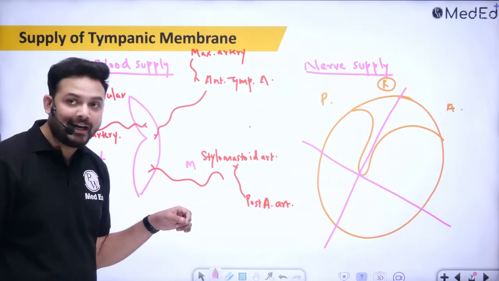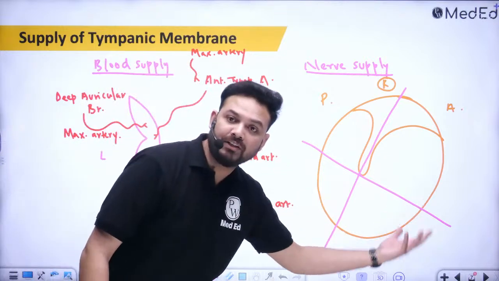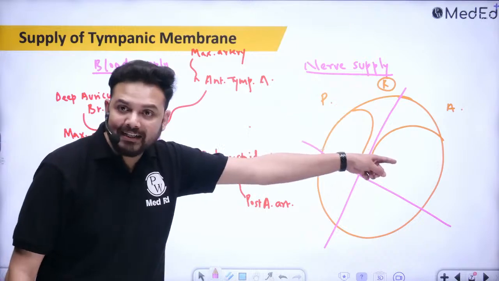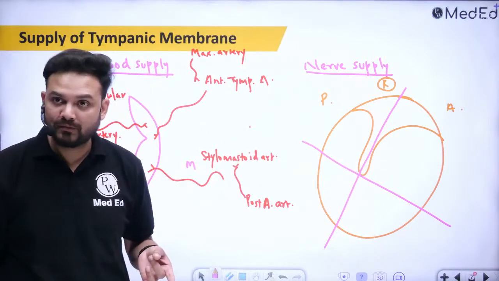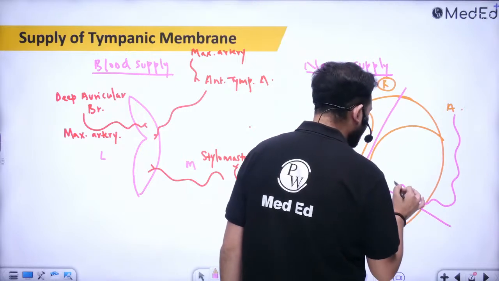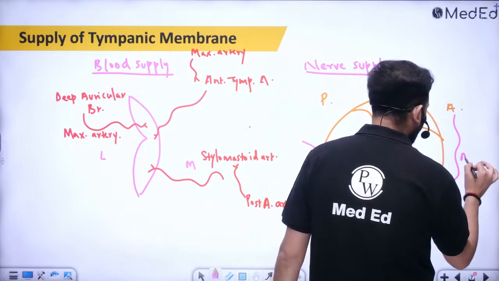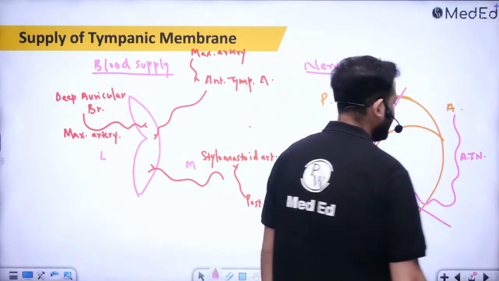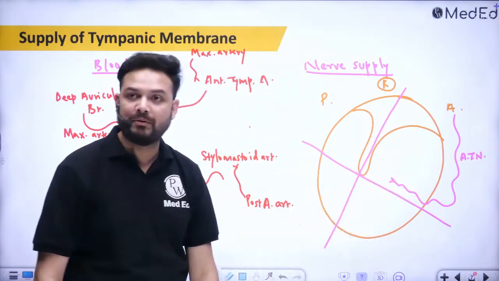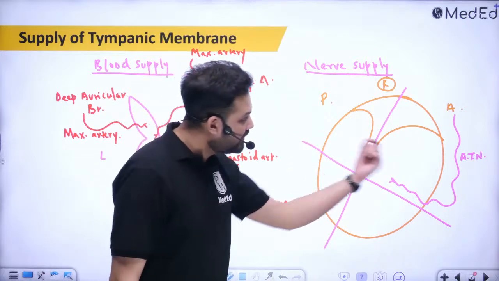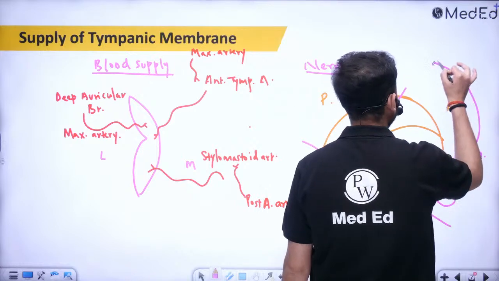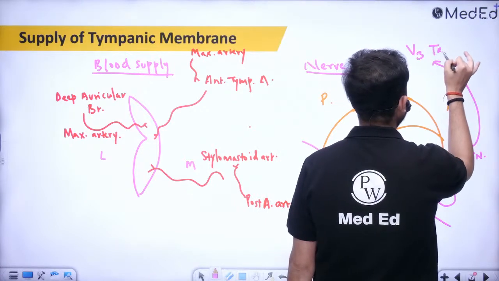Now, what is the supply of the lateral half of the tympanic membrane? A for anterior, A for auriculotemporal. That means anteriorly, the nerve which is going to supply my tympanic membrane is the auriculotemporal nerve, which supplies my anterior half of the tympanic membrane. And this auriculotemporal nerve is a branch of the V3 division of the trigeminal nerve.